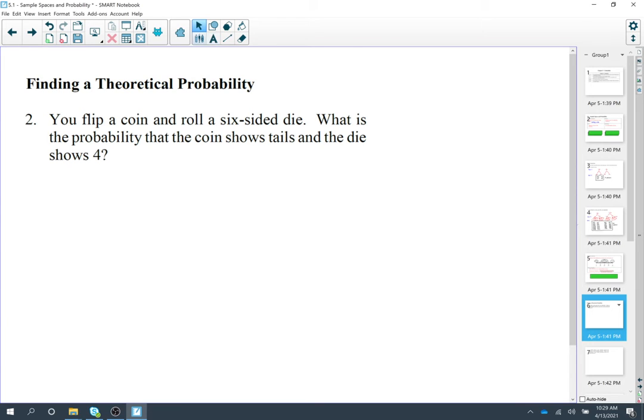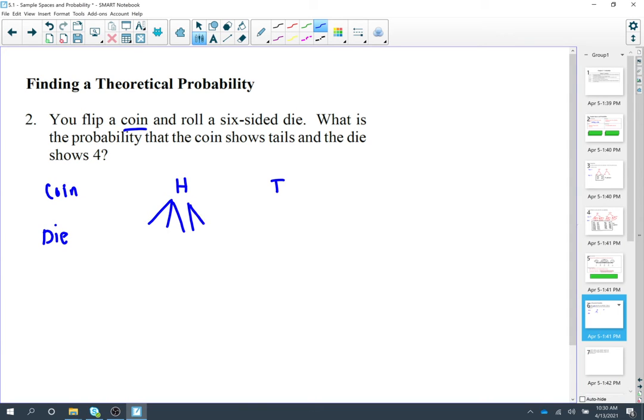So we're going to start the way we did before, and we're going to make our sample space with our tree diagram. So I'm going to start with my coin, and on my coin, I could flip a head or a tail. Then after that, I'm going to roll my six-sided die. Well, if I get a head, and then I do my die, I could get a 1, a 2, a 3, a 4, a 5, or a 6. Or I could get a tail with a 1, a 2, a 3, a 4, a 5, or a 6.